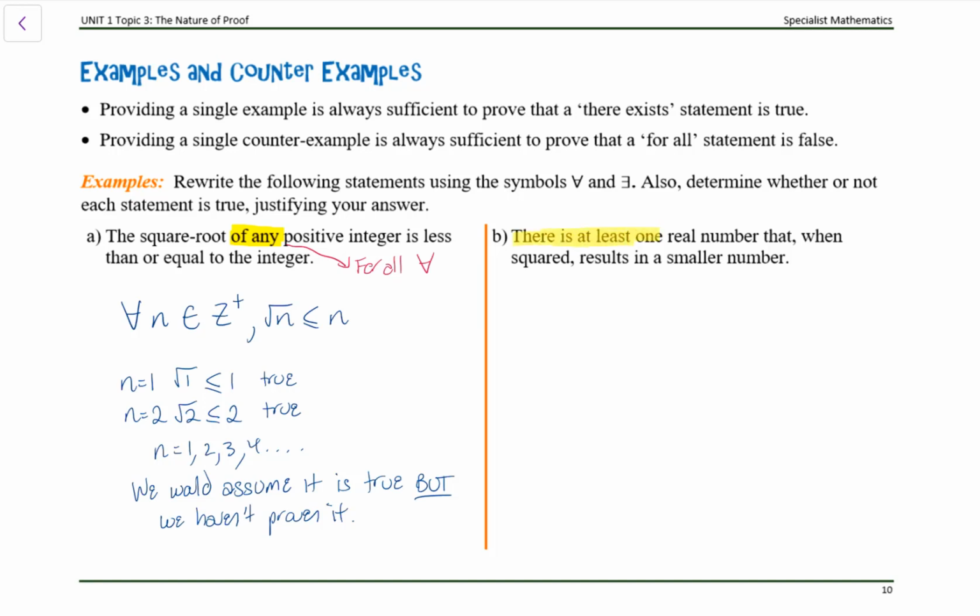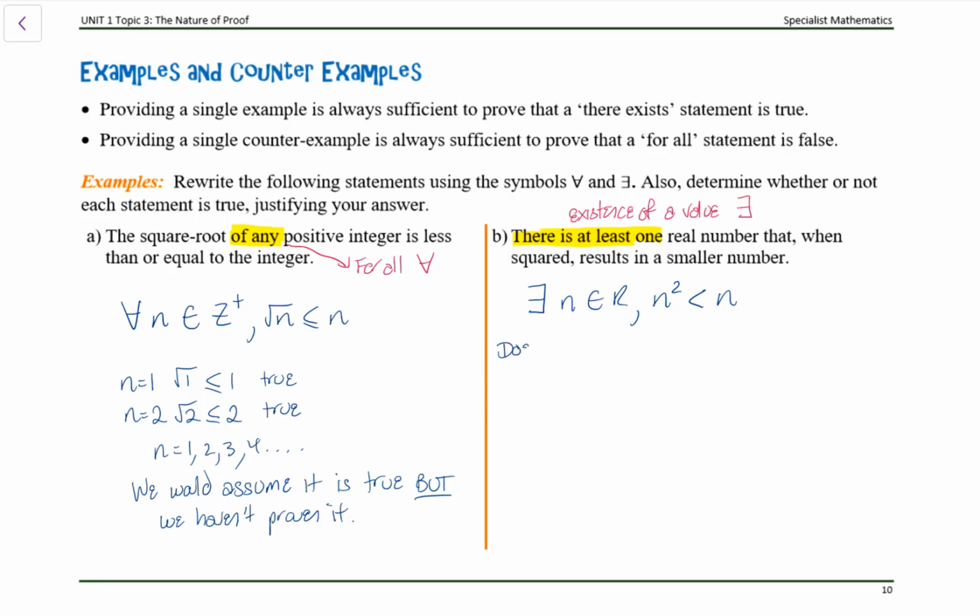There is at least one. So in this case, we're looking at the existence of a value. So there exists a real number that, when squared, results in a smaller number. So there exists n being a real number such that n squared has to be smaller than n. It has to be a smaller number. Now we know that's not going to work for whole numbers because, say, 2 squared is 4, and 4 is greater than 2. So let's look at fractions.